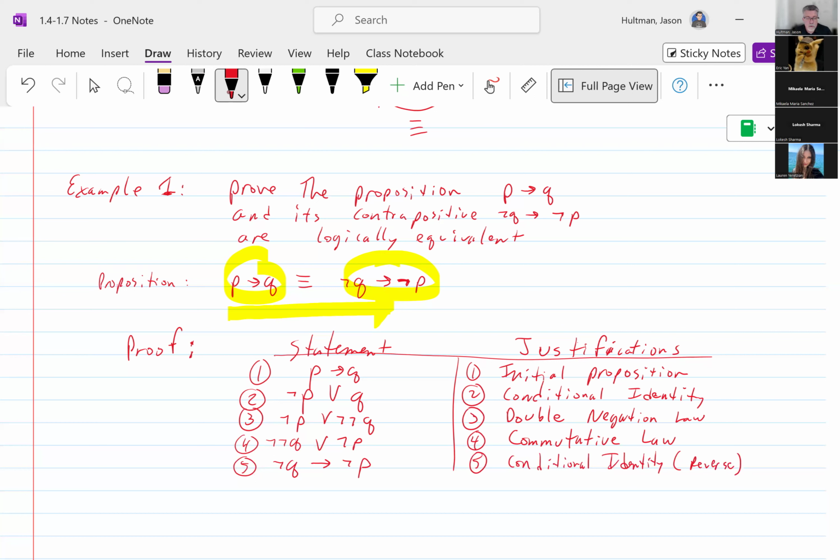It just says, hey, if you've got this thing, a negative of P or Q would go to P goes to Q. It's the same thing that we did up here. We are just doing it now in reverse, with P and Q swapped.